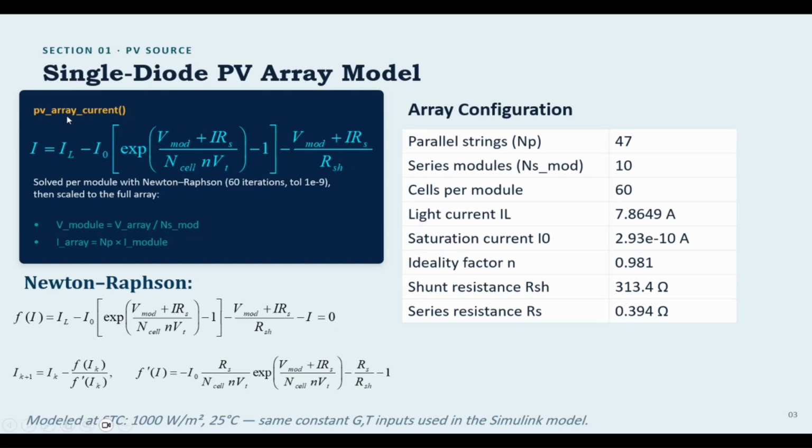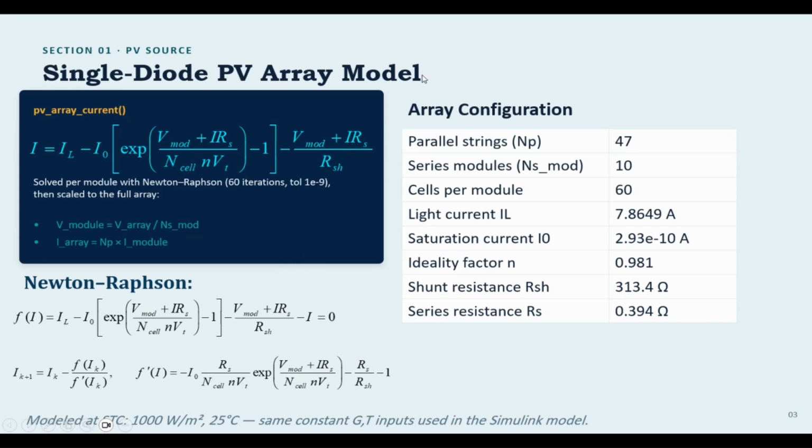This uses the standard single-diode model. If you've worked with solar cells before, you've seen this equation. Current equals the light-generated current, minus the diode current, minus the current lost through the shunt resistance. The tricky part is that current appears on both sides of the equation. It's implicit, so the script solves for it using Newton-Raphson iteration, 60 iterations max, until it converges to within a tiny tolerance. That gives us the current for a single module.